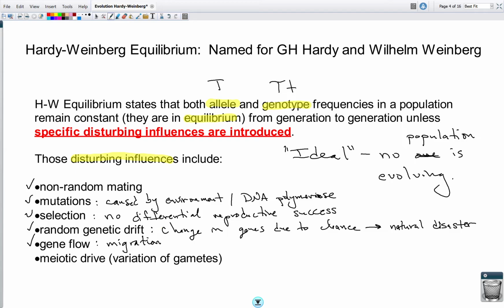The other disturbing influence that we cannot have, according to Hardy and Weinberg, is meiotic drive, variation of your gametes, which is due to a few things. We can't have crossing over, and we can't have independent assortment. Again, all of these things that I've just mentioned, they happen in nature. Hardy-Weinberg says, no, we don't want this to happen because we just want to track the genes.